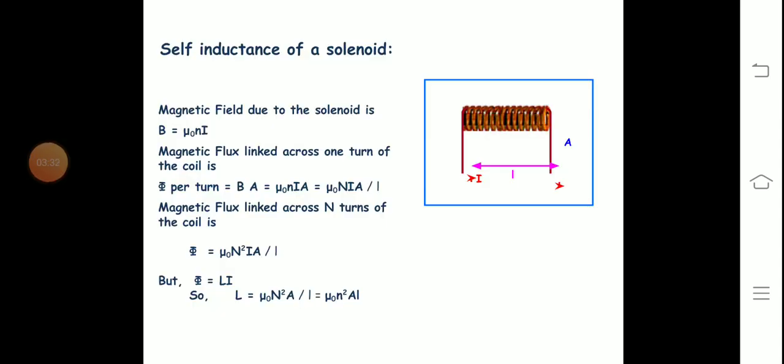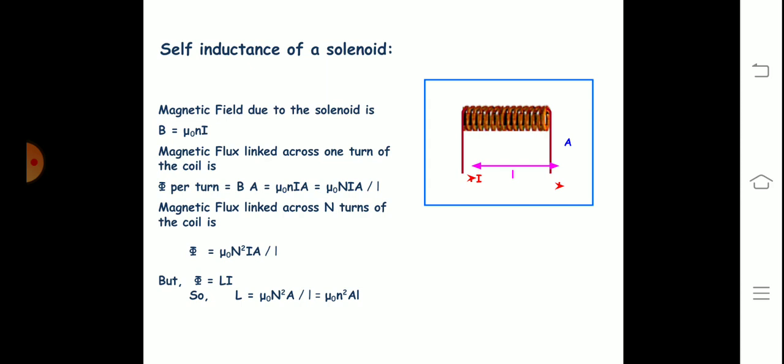Now we will find the expression for the self-inductance of a solenoid or a coil. You know the magnetic field due to a solenoid is given by the relation B is equal to mu 0 n i, where small n is the number of turns per unit length. So if the total number of turns in length l is N, then small n will be equal to capital N upon l. The flux for one turn is equal to B into A. By putting the values of B and A, we find that phi for one turn will be equal to mu 0 N i A by l.